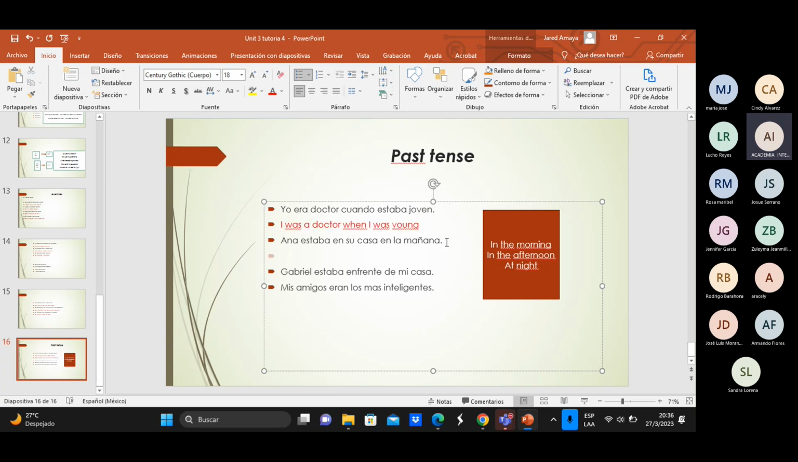Ahora, the second one. Ana estaba en su casa en la mañana. Think about it, and then you can express your idea, or you can say the sentence. So think about it first. Ana estaba, o pensemos, en lugar de decir Ana, ¿qué pronombre usarían aquí en lugar de Ana? She was. Perfecto. She was. Ahora, si quiero utilizar el nombre, ¿cómo sería? Ana was, así.